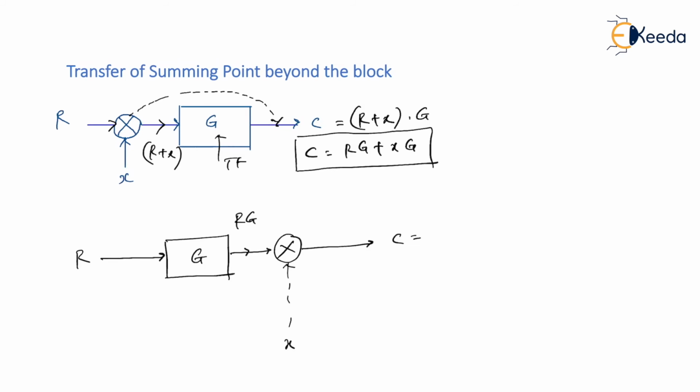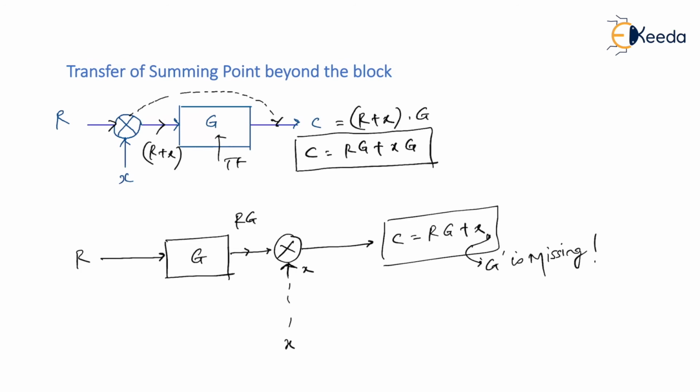So here the input is RG, the next input over here is X, then C is equal to RG plus X. So what is the problem? The problem is, what is missing here? G is missing in this term. So to make that G visible, again you have to add an extra block having transfer function as what? G.